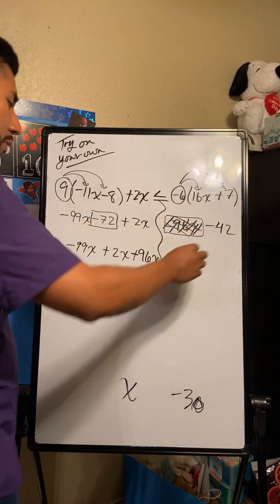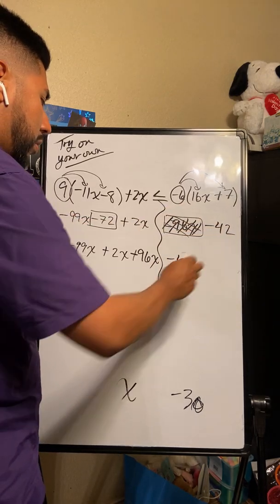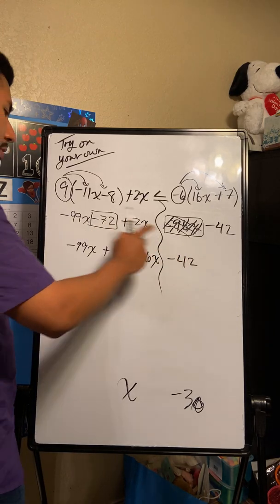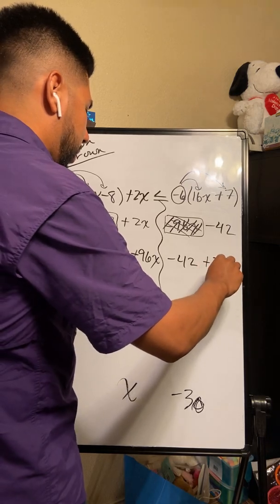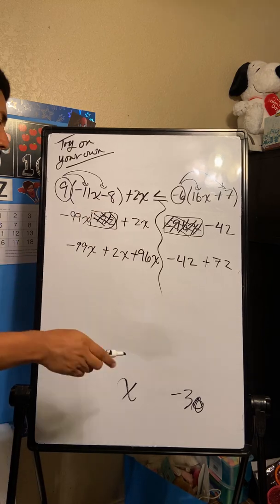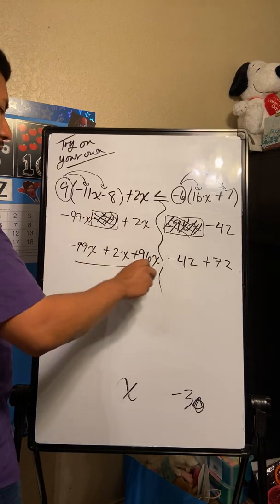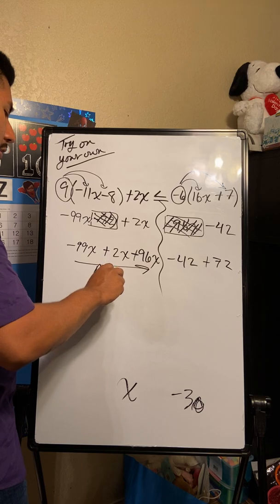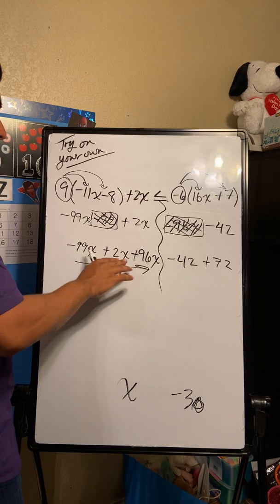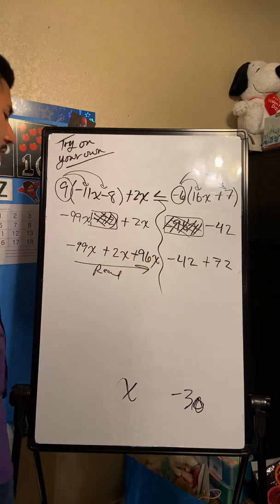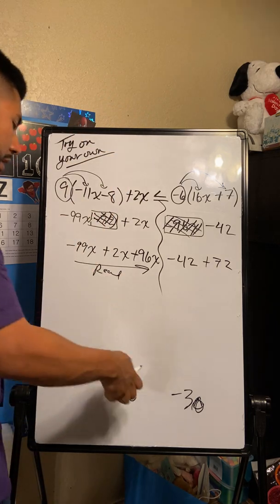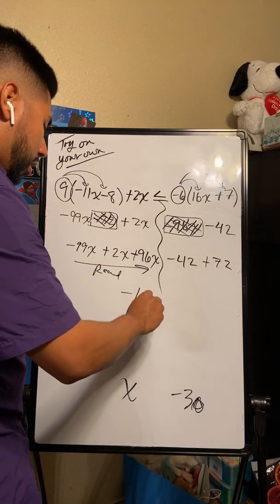Rewriting this side now, we have a negative 42. We just said we're bringing that to the other side. Don't forget changing signs. Plus 72. Cross. Combining this all together, make sure you read. Gonna always say it. Negative 99x plus 2x plus 96x. Calculator. Beep boop. You should get negative 1x.